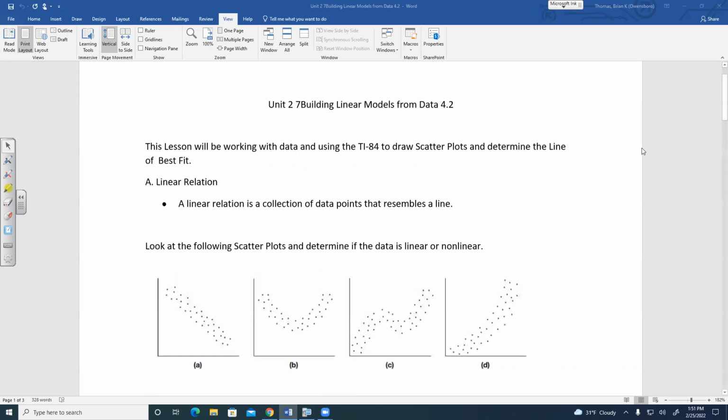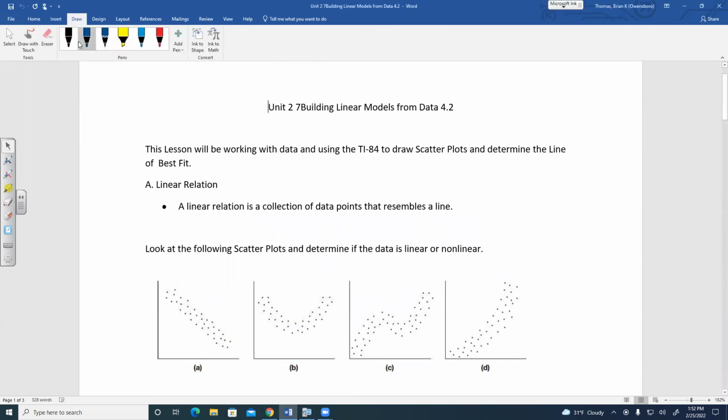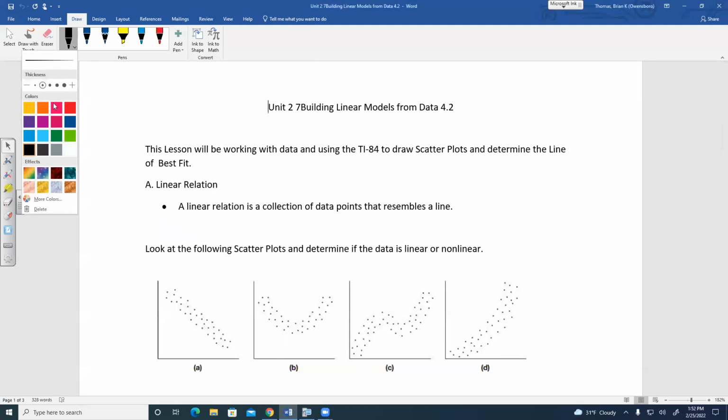So this lesson today is going to be lesson 7, building linear models from data. This is from chapter 4, section 2. In this lesson, we're going to be working with data. Again, we're going to be using the TI-84 to draw what we call scatter plots, and we're going to determine what's called the line of best fit.